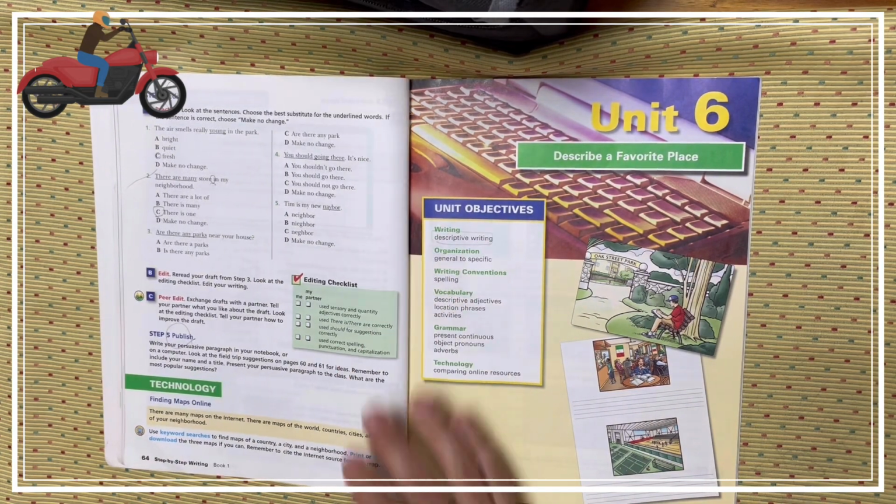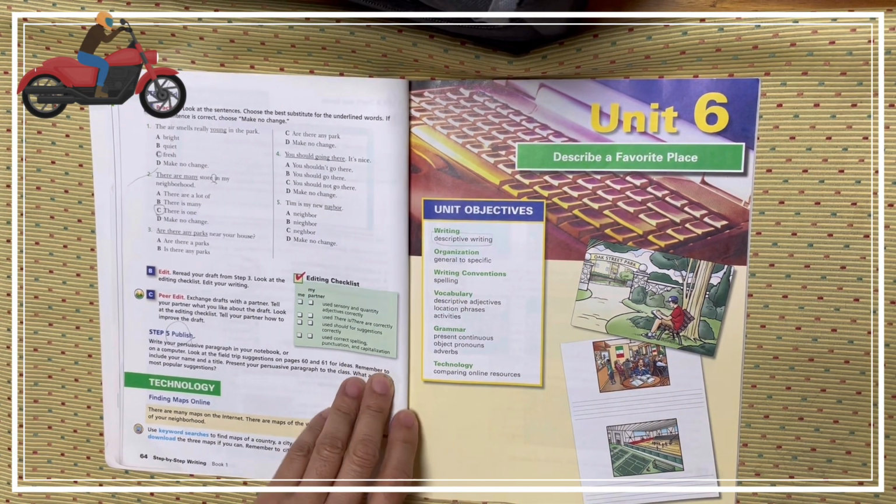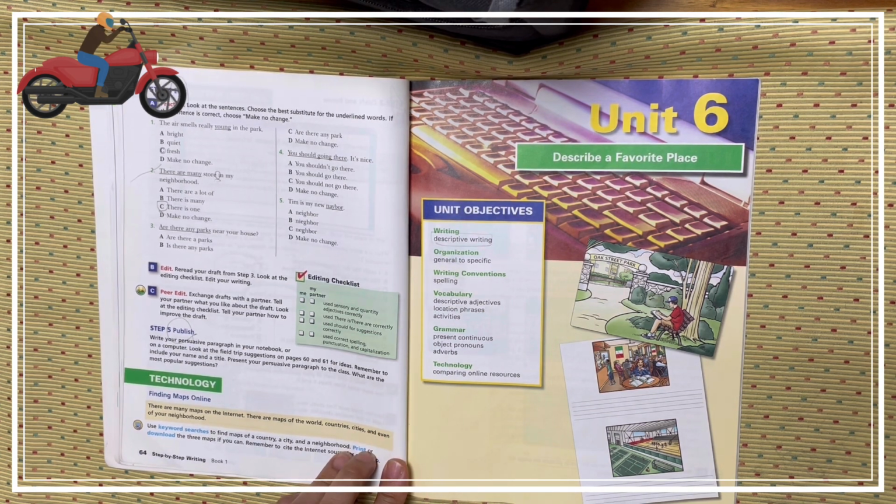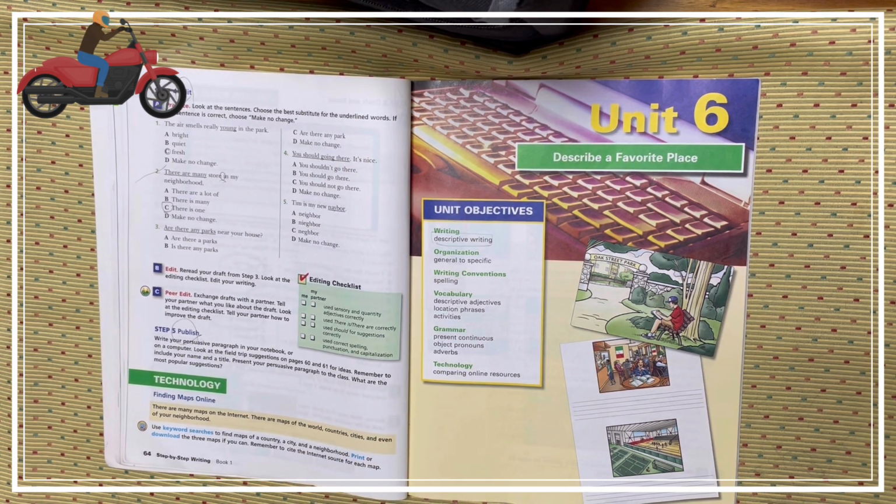Page 64. Step 4, edit. A, practice. B, edit. Section C, peer edit. Editing checklist. Use the sensory and quantity adjectives correctly. Use there is, there are correctly. Use should for suggestions correctly. Use the correct spelling, punctuation, and capitalization.